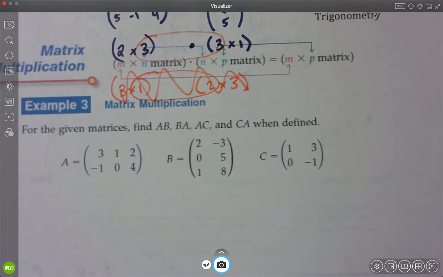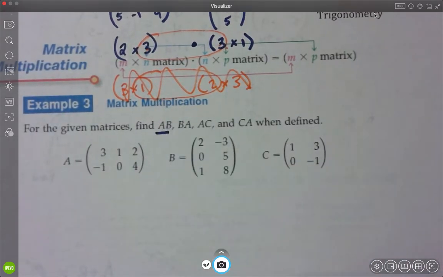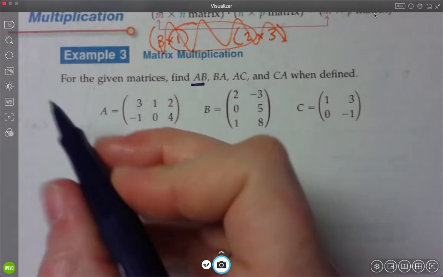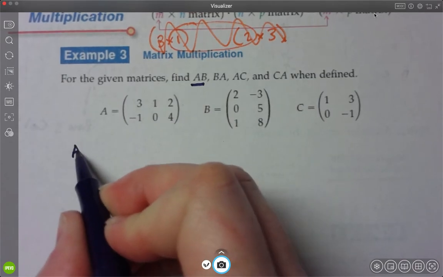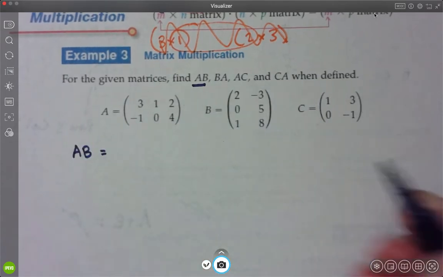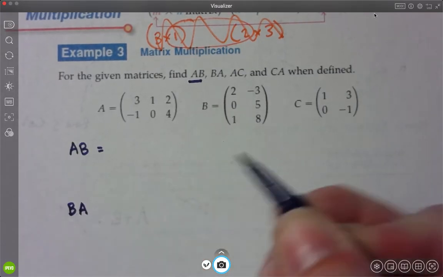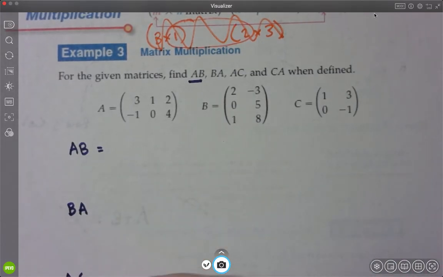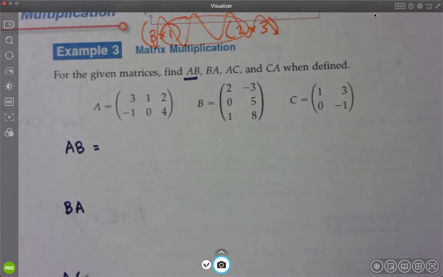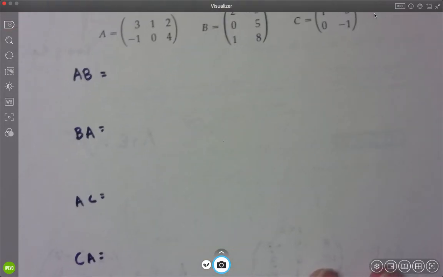So here's how multiplication works. All right, they first want us to find multiplying A, B together. I gave us kind of a big, huge area here because they want us to do 4 pieces. So AB, BA, AC, and CA. Okay, so I'm giving us a lot of room down here.